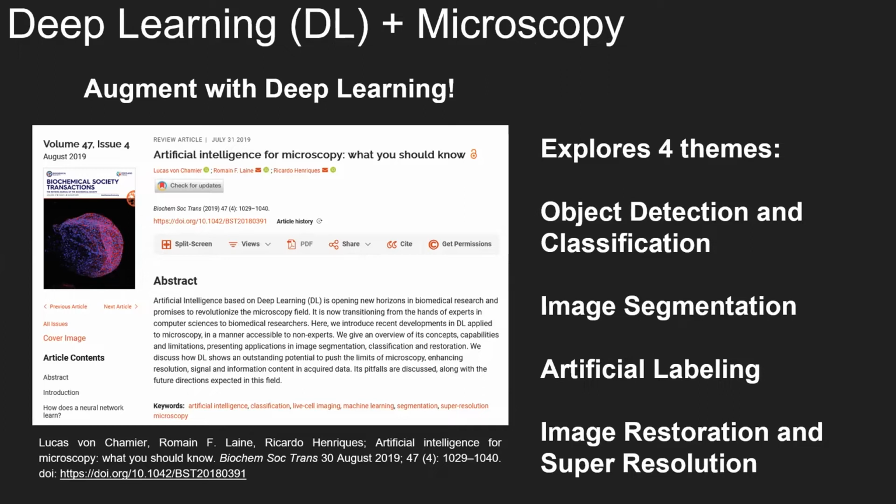There's another paper I'm going to recommend called Artificial Intelligence for Microscopy: What You Should Know, by Xavier et al. And I also have the link below there. They explore multiple things in this paper, but four that I want to go over with you are object detection and classification, image segmentation, artificial labeling, and image restoration and super resolution with respect to microscopy.